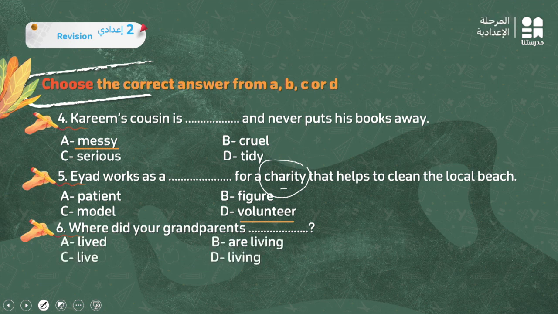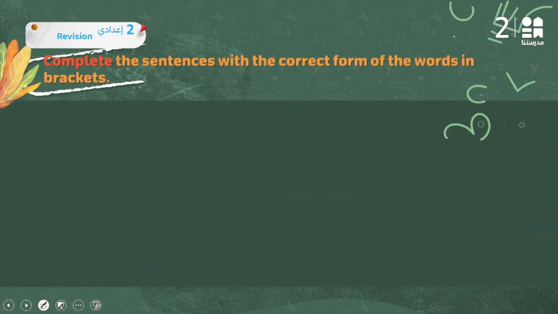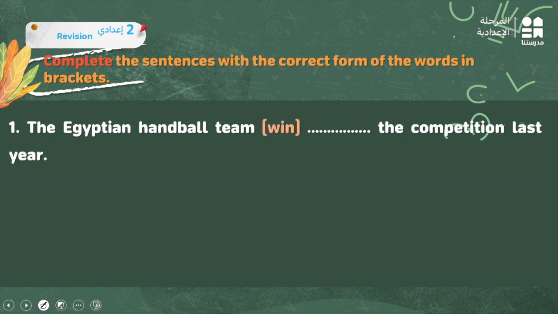Number six, where did your grandparents live or living? Okay, here because I have did, and whenever you have a question and you have do, does or did, we should add the verb in the infinitive form because it's a question. That's why I will choose letter C.